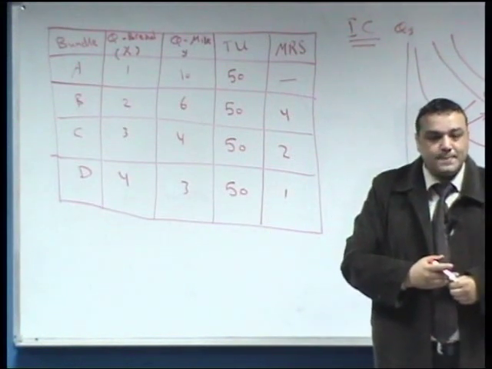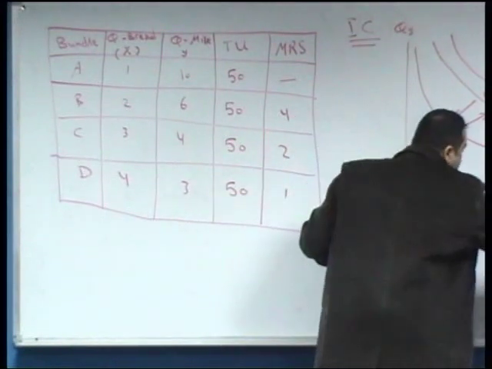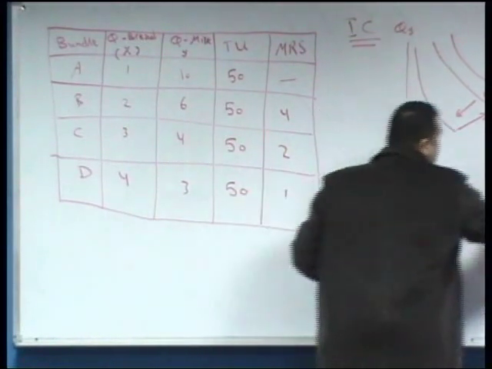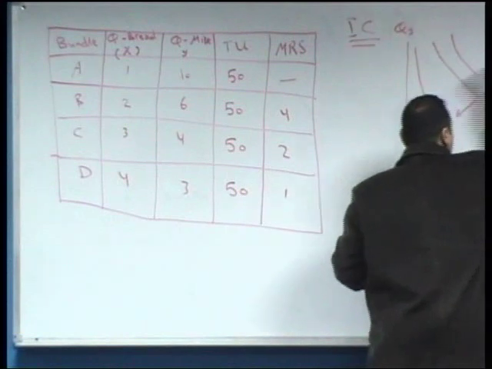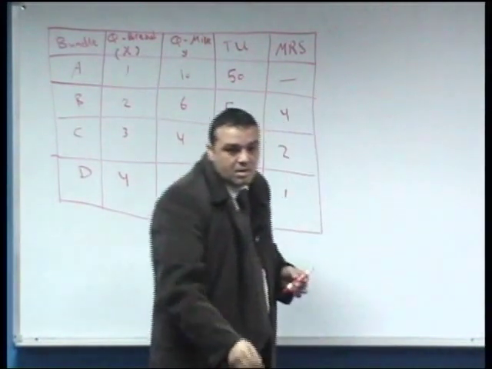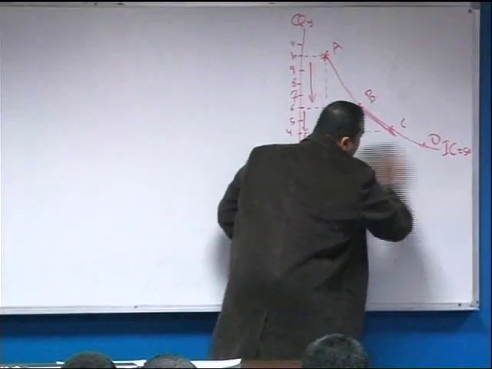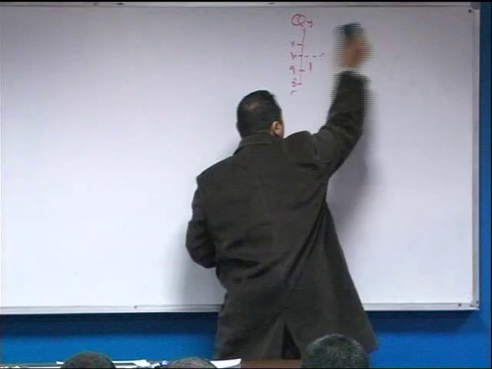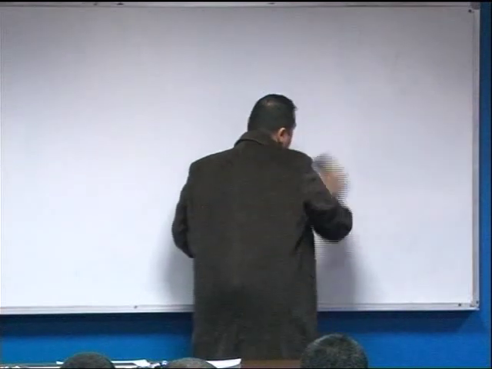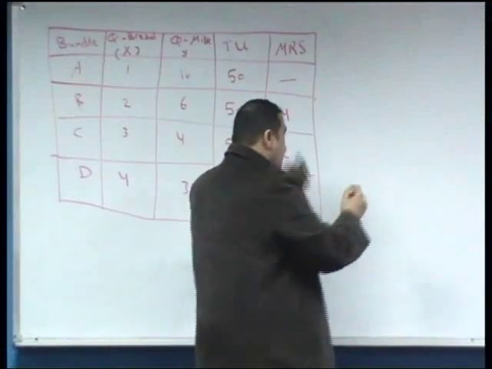Number 4, the indifference curves would not intersect or interact with each other. Why? Let's discuss the idea.